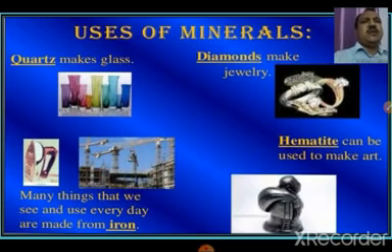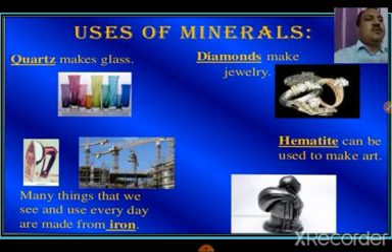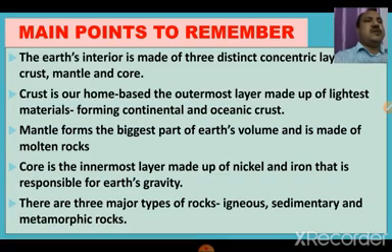Then uses of minerals. The minerals have been used for different purposes. Many of these minerals have been used to make glass, for example, quartz. Then diamonds have been used for making jewelry. Iron is an important mineral. As you know, most of the things nowadays are made of iron. So the minerals have been used for different purposes.